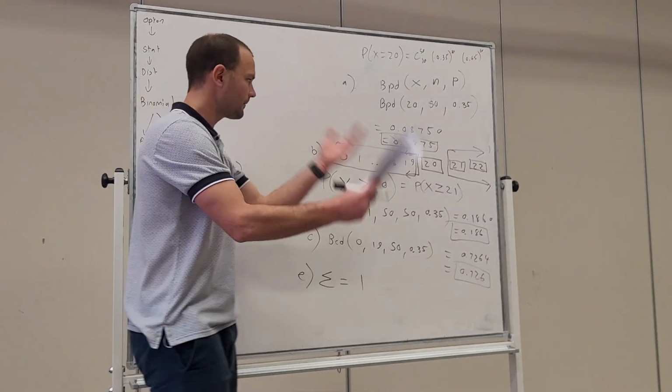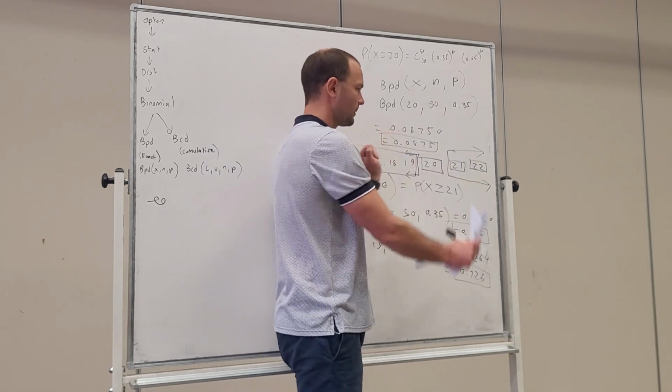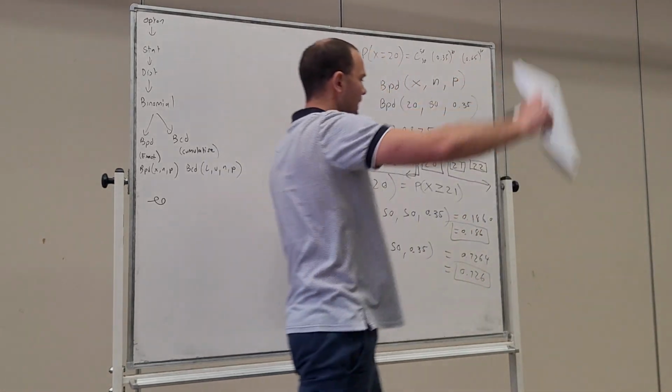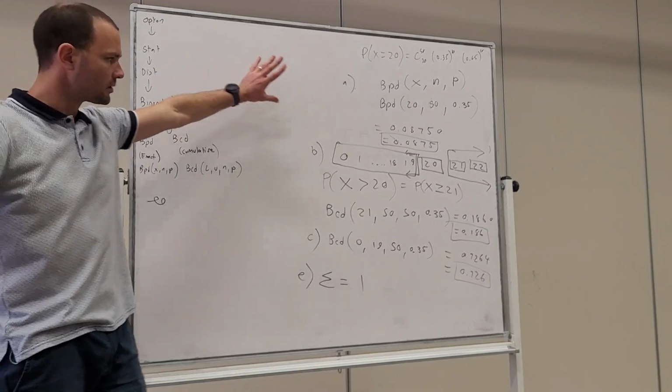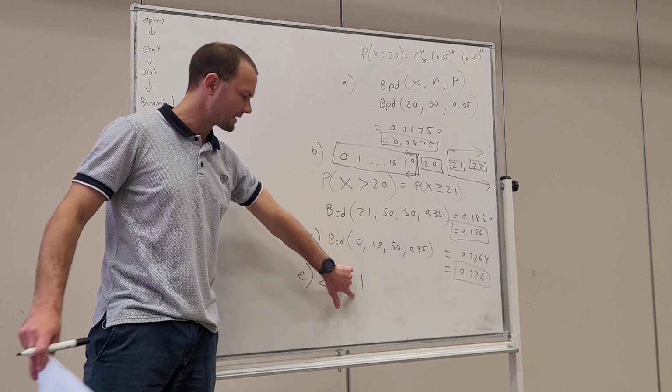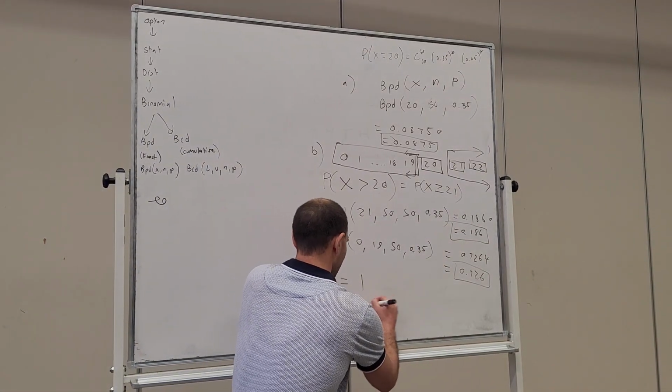It's the probability of every event. I've got between 0 and 19 apples being rotten, plus 20 apples being rotten, plus 21 to 50. It's all possible events. There's no other events outside of that. So all of these probabilities added together has to be 1. The justification, the sum of all probable events is 1.